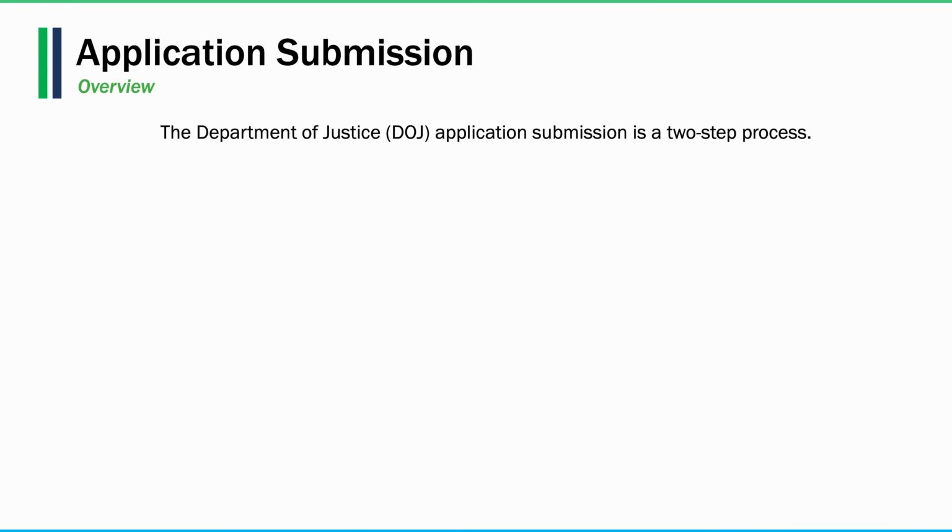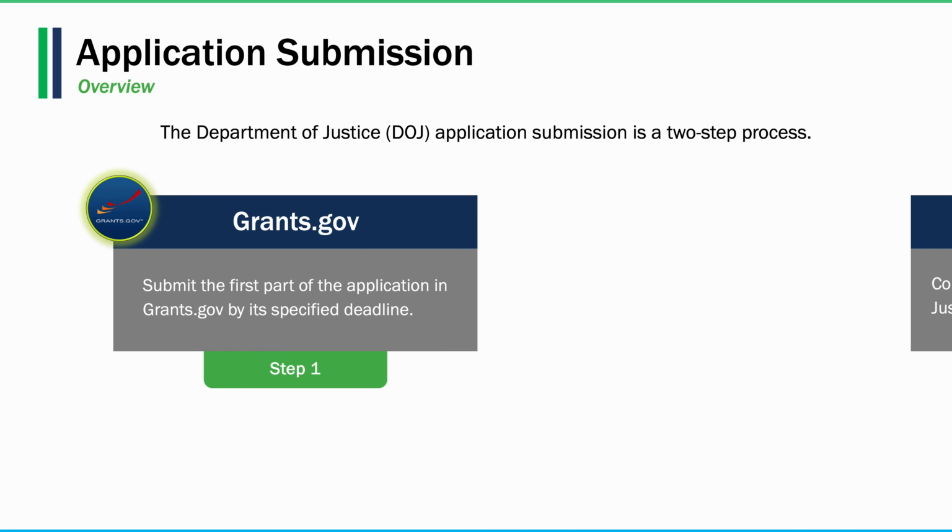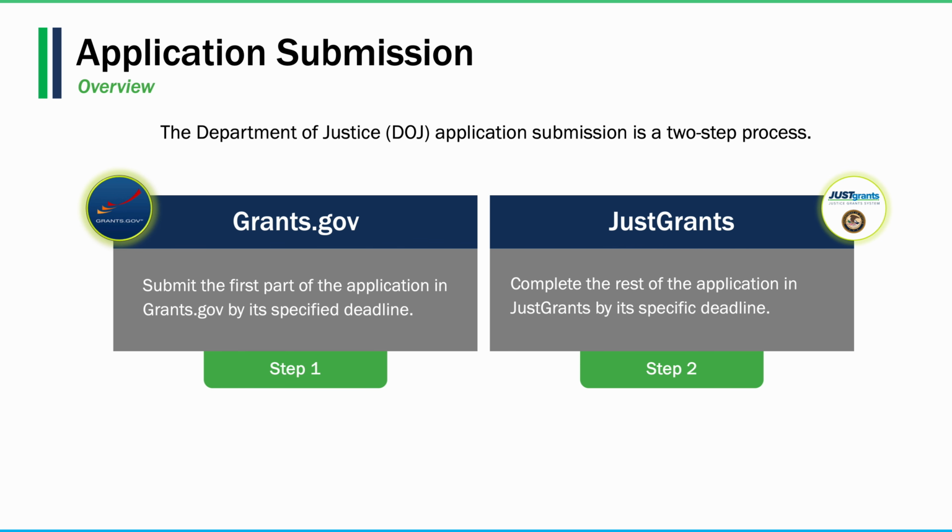Department of Justice, or DOJ, application submission is a two-step process. The Notice of Funding Opportunity, or NOFO, provides two deadlines, one for Grants.gov and one for JustGrants. NOFOs also detail specific program application requirements. You will submit the first part of the application in Grants.gov by its specified deadline. Then you will complete the rest of the application in JustGrants, which has its own separate deadline.